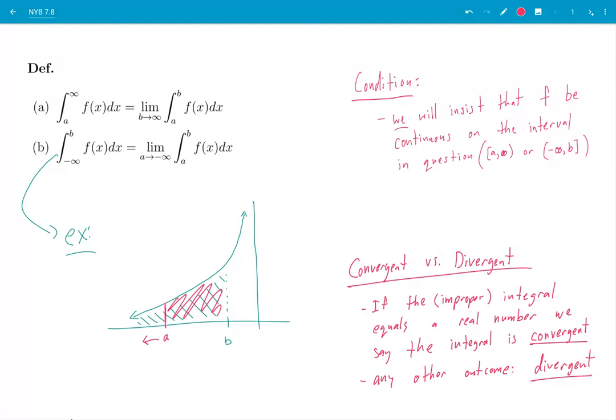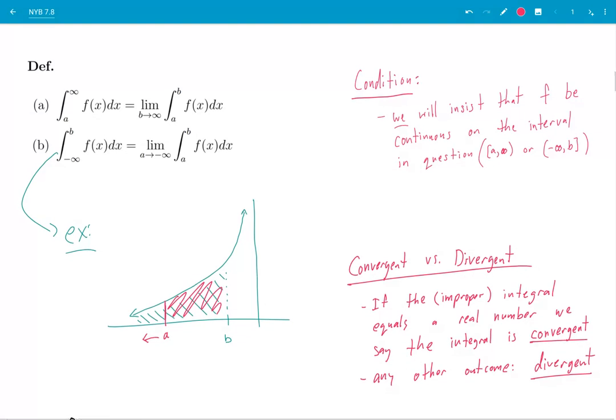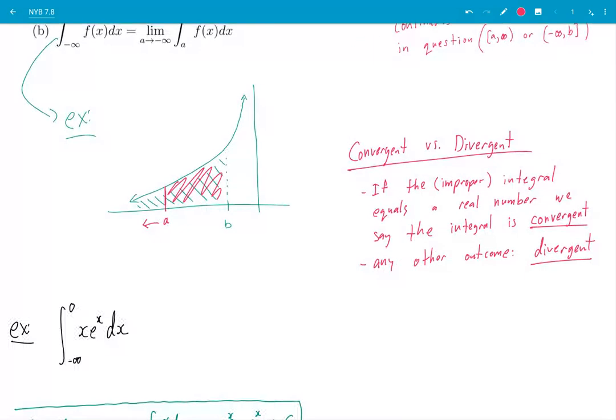And again, convergent versus divergent. Convergent is when you get a number, a real number. It could be 0, could be a negative number, could be plus 36. And divergent is any other situation. So often that's infinity or minus infinity, but it could be something else.